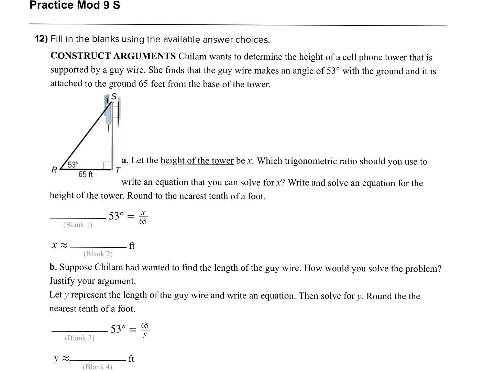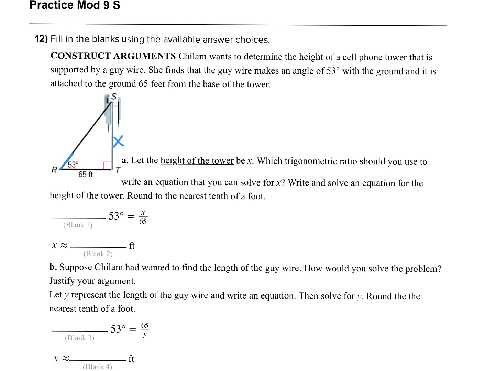She finds that the guy wire makes an angle of 53 degrees. Well, guy wire must be this then. Makes 53 degrees with the ground and is attached to the ground 65 feet from the base of the tower. Okay, thank goodness we have a picture. Let the height of the tower be x. So that's going to be this.